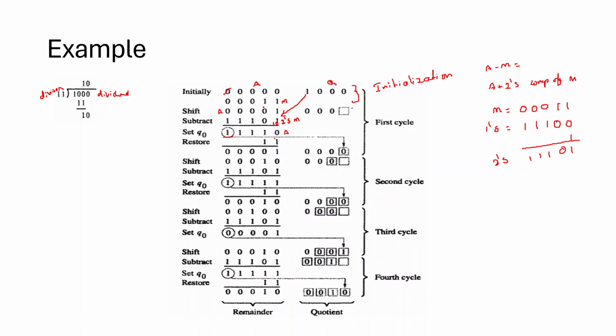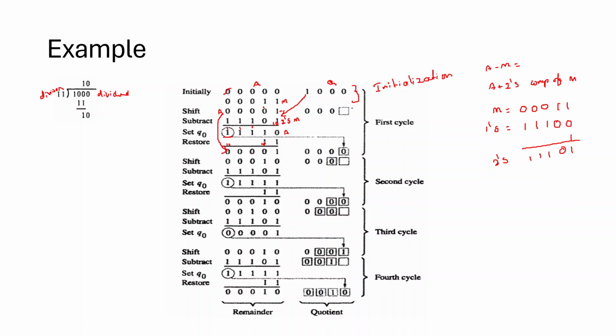I am adding that: 1 plus 1 is 10, 0 here, carry here; again 1 plus 1 is 10, 0 here, carry. So ignore the carry, it is 0 here, I ignore the carry. So this is called the restore operation. For restoring, as I have subtracted there, for restore I am adding m here. Otherwise you can directly write the original value of A.